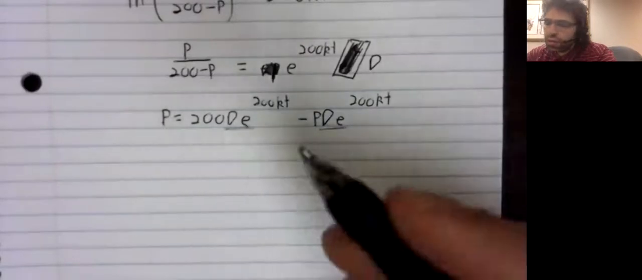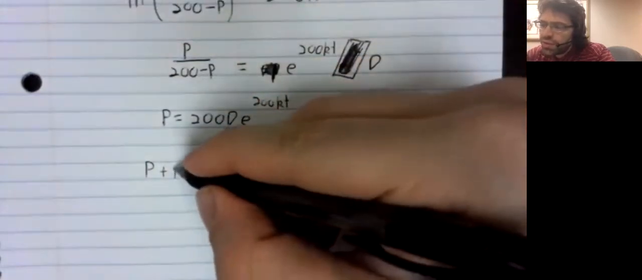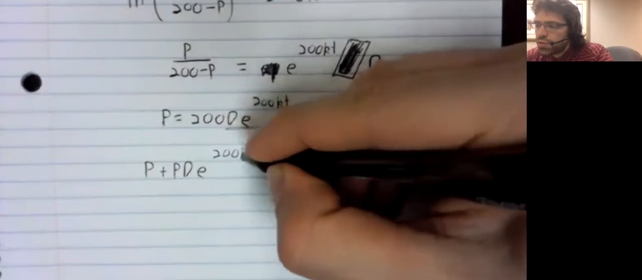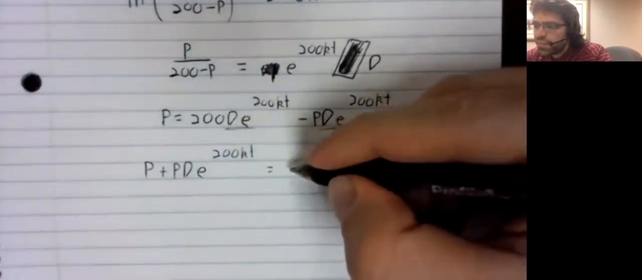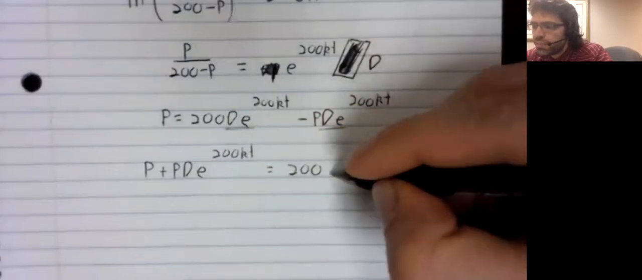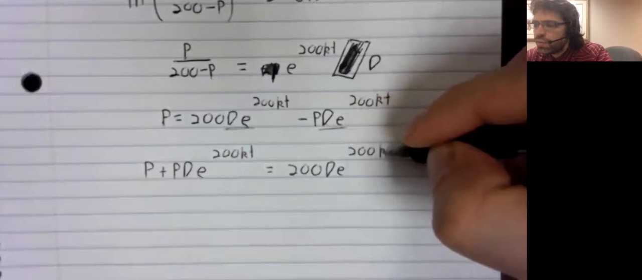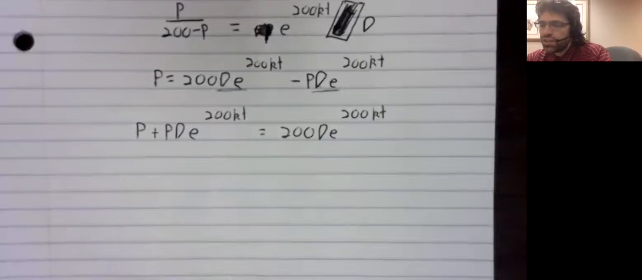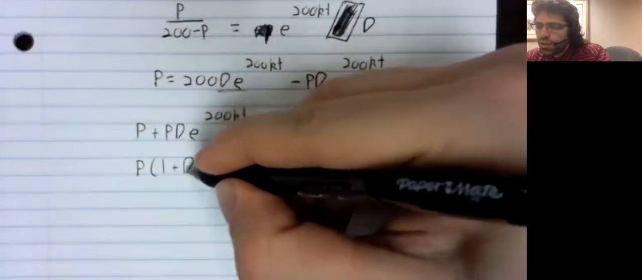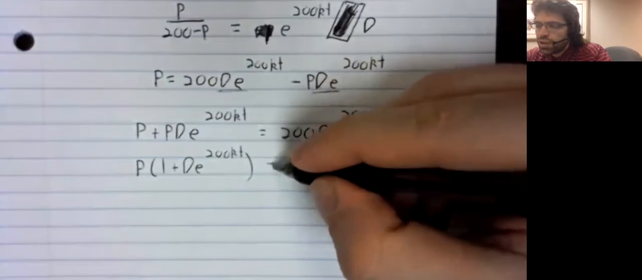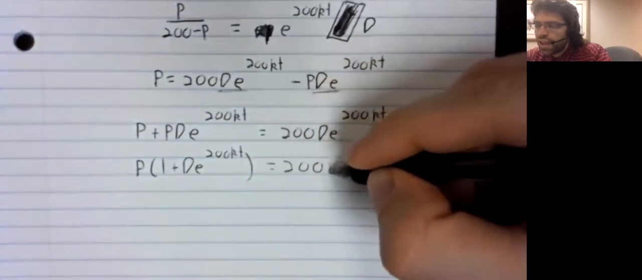Add this over here. P plus P times D times the exponential of 200KT equals 200 times D times e to the exponential of 200KT. We are almost done. Only two steps left.